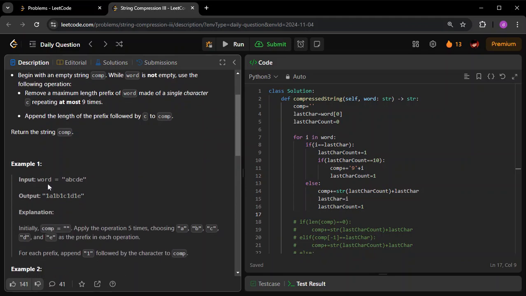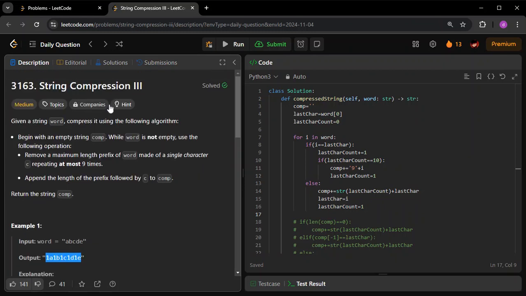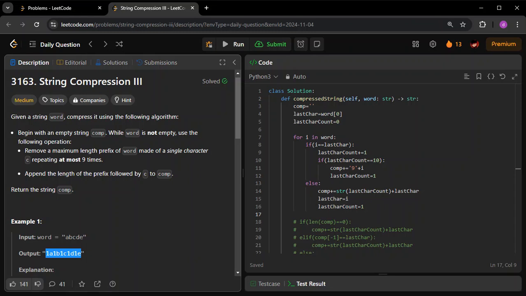So basically we see in the input we are given a word and it is a string, and on output also we have to return a string, but the question talks about a compression algorithm. Okay, so what that is we'll see. So given a string word, compress it using the following algorithm. Begin with the empty string comp. This is something that we'll have to return. So the string that we have written, that is being called comp here, right?